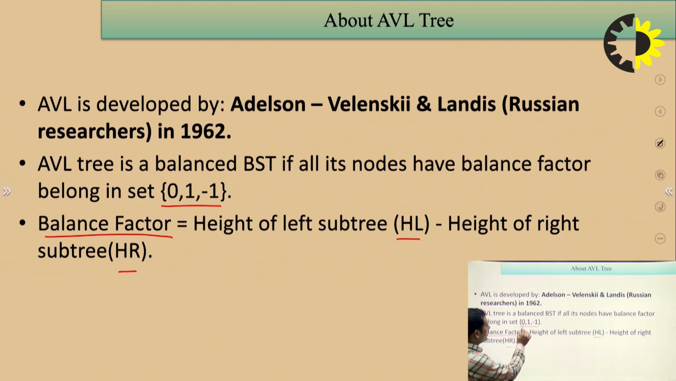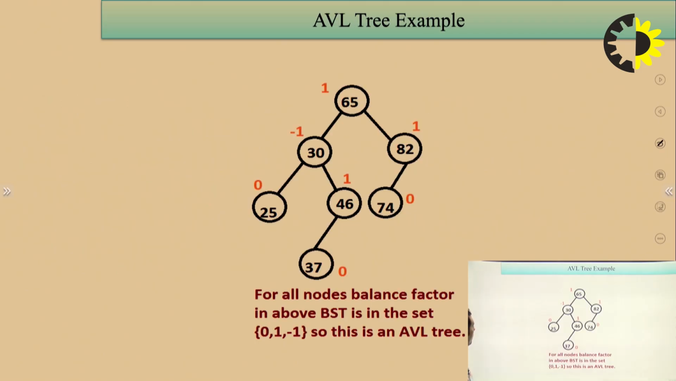On the basis of the balance factor, we can say whether our tree is balanced or not. If the balance factor is among 0, 1 and -1, we can say our tree is balanced. If not, meaning other than these values, like 2 or -2, we can say our tree is not balanced, so there is a requirement to balance the tree. Now just take an example. This is a BST, and all the nodes have a balance factor among 0, 1 or -1. So this is a balanced tree.